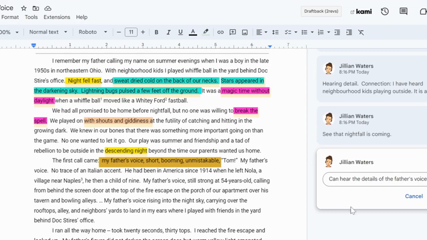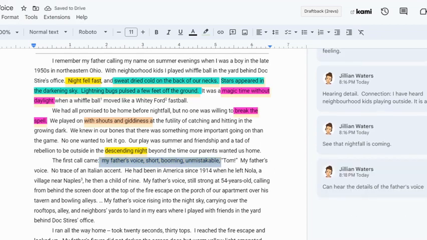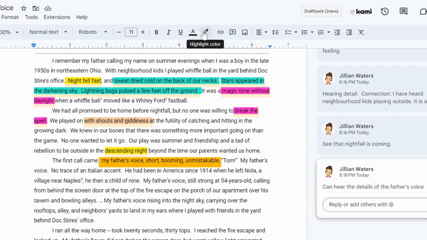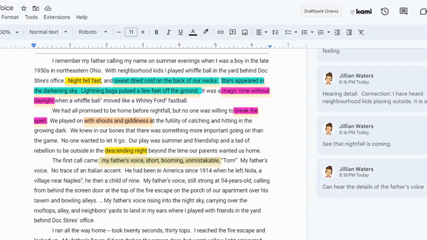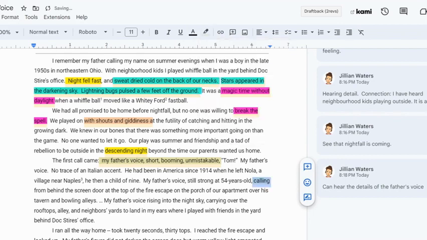As I think about that, he's calling from behind the screen door. His voice carries, so we know that it's loud. We know that it's rising, and so some of those verbs there I can also highlight. And I'll highlight those in the same color that I used before, just to show that they're connected.